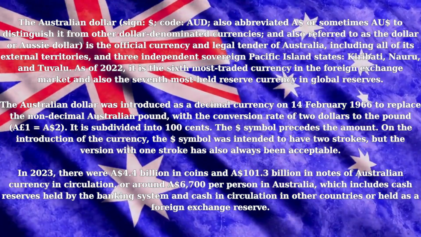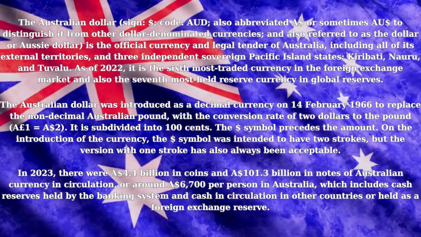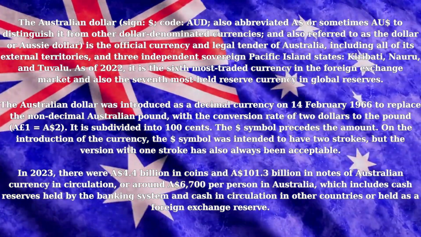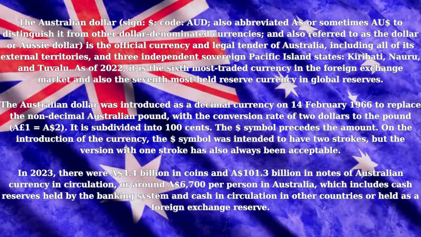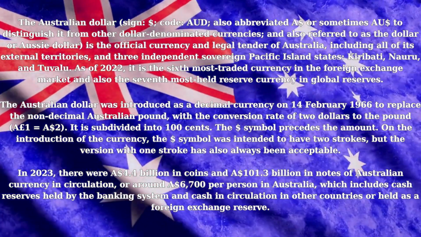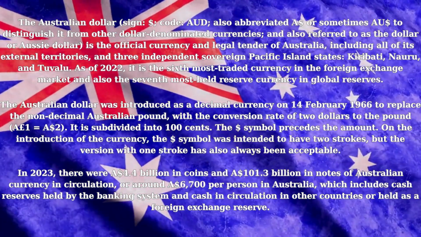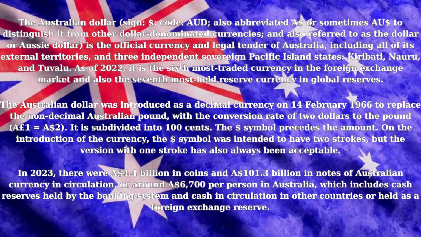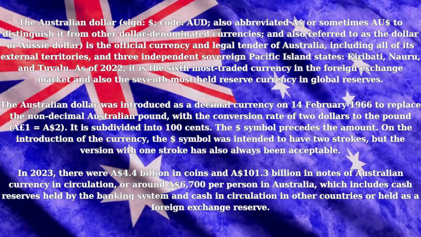The Australian dollar was introduced as a decimal currency on the 14th of February 1966 to replace the non-decimal Australian pound, with a conversion rate of $2 to the pound. It is subdivided into 100 cents. The dollar symbol precedes the amount. On the introduction of the currency, the dollar symbol was intended to have 2 strokes, but the version with 1 stroke has also always been acceptable.